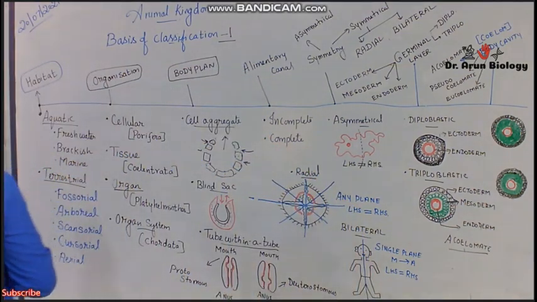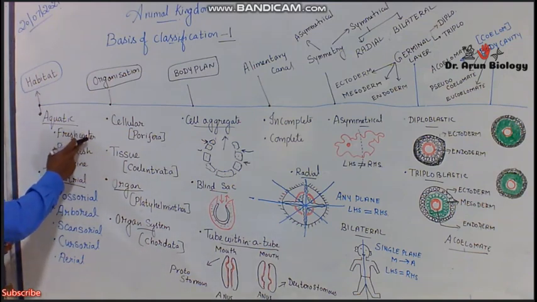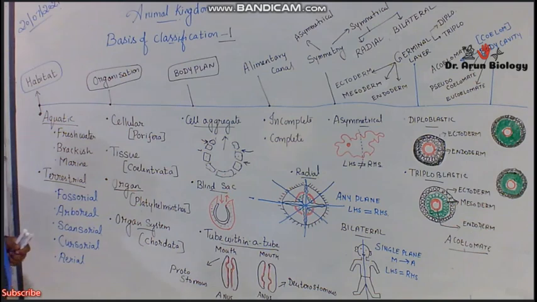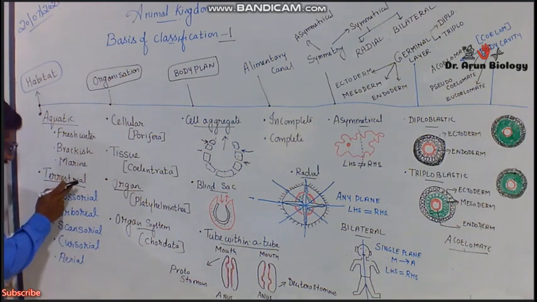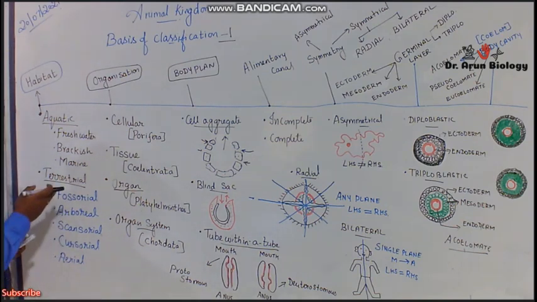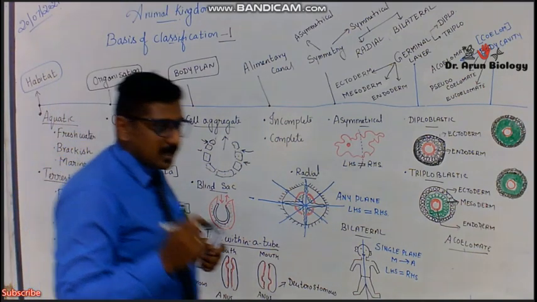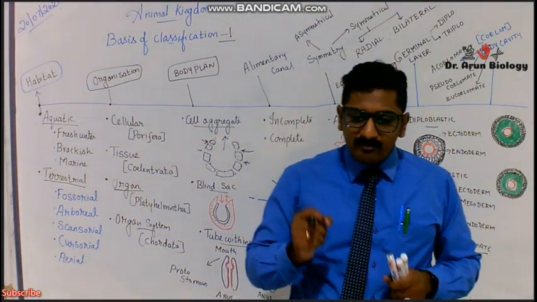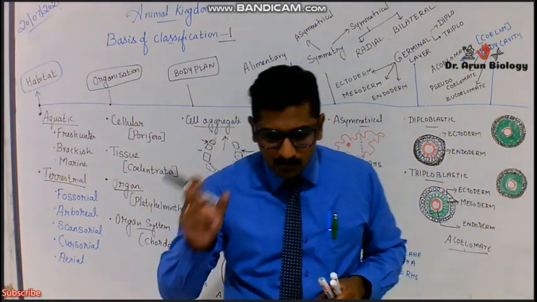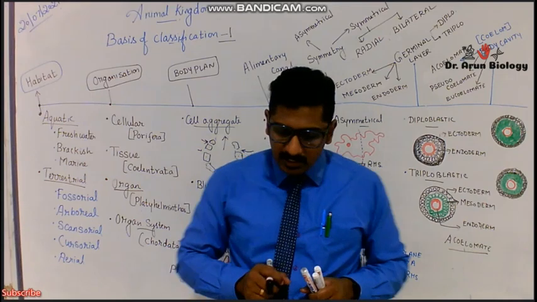If they are living in an aquatic environment, it is called an aquatic habitat, where we have freshwater, brackish and marine, classified based on salinity. Next we have the terrestrial ecosystem, where we have fossorial, arboreal, scansorial, cursorial and aerial. What do you mean by fossorial animals? These are the group of animals which live in burrows. We are going to call them fossorial.